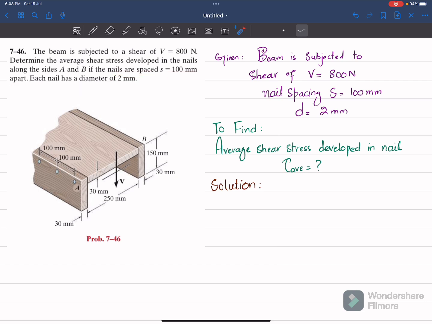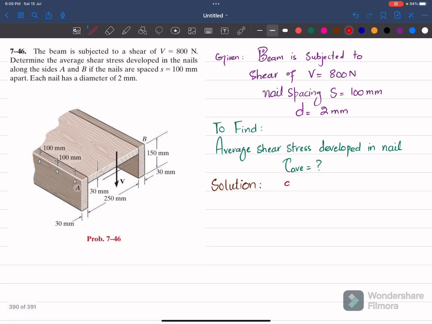So you can see this is the beam, and it is made up of these pieces of wood that are nailed together at side A as well as at side B. These nails are spaced 100 millimeter apart and have a diameter of 2 millimeter, and a shear of 800 Newton is applied. So you have to find the average shear stress developed in the nail. Let's start with the solution.